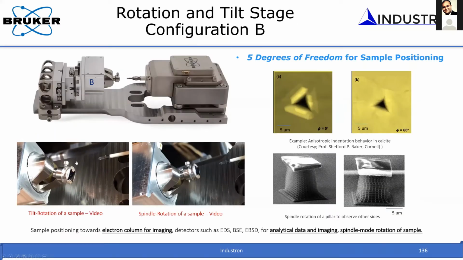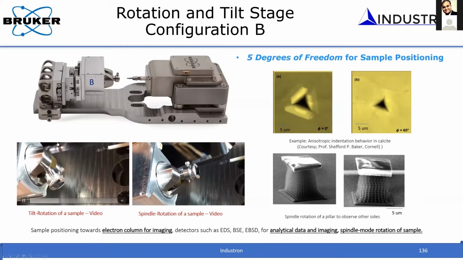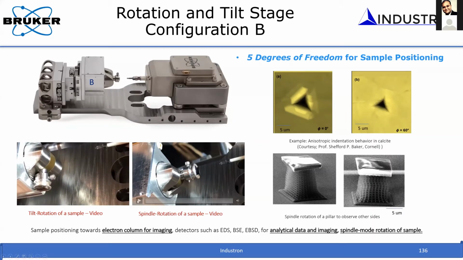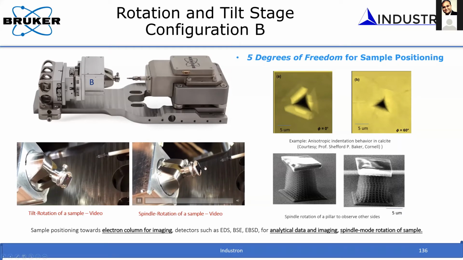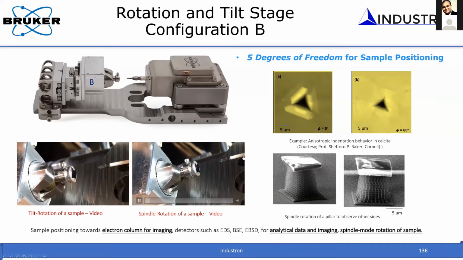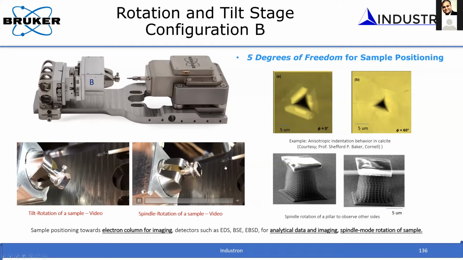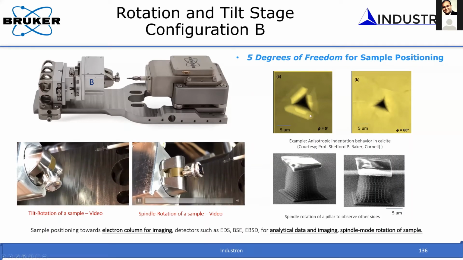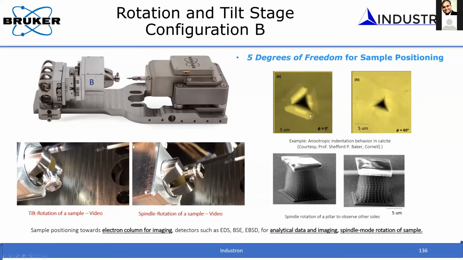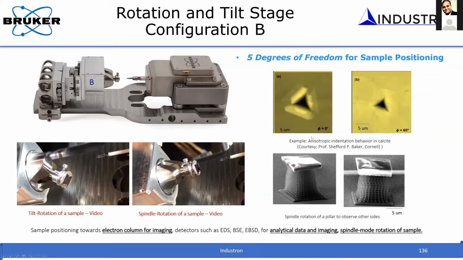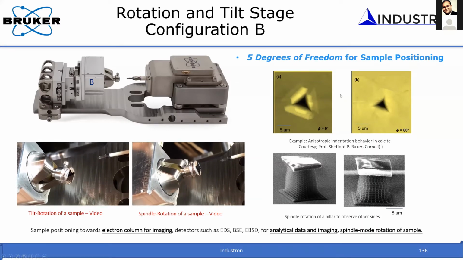So this video shows the tilt action, and you can see in this video the rotary action. In this case, the rotary action is along the axis of this cylinder. Okay. So, quick two examples. I mentioned if you want to understand the anisotropic indentation behavior, this is an example for that.